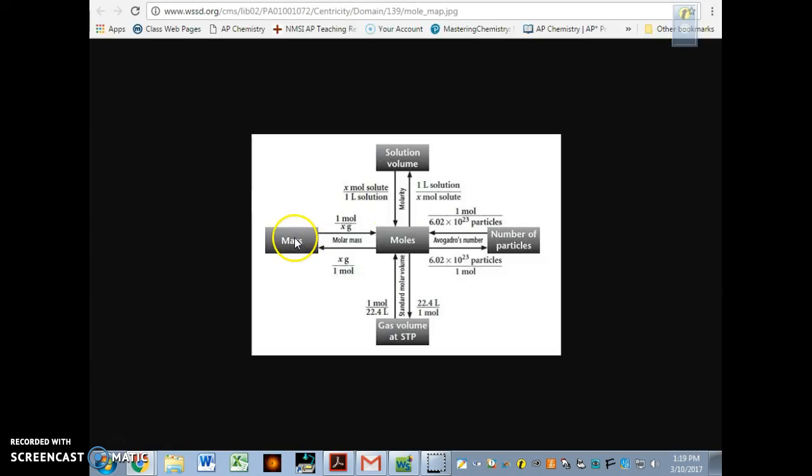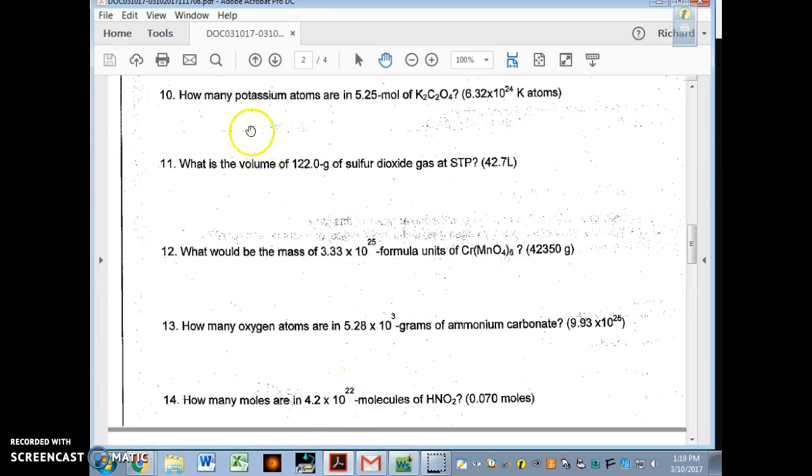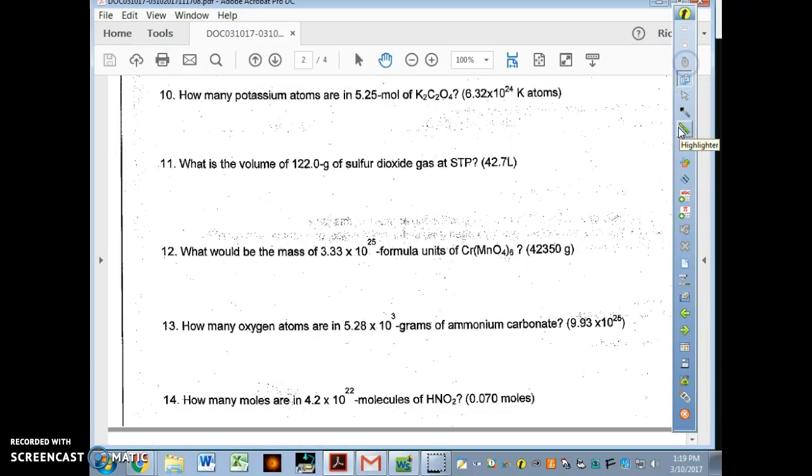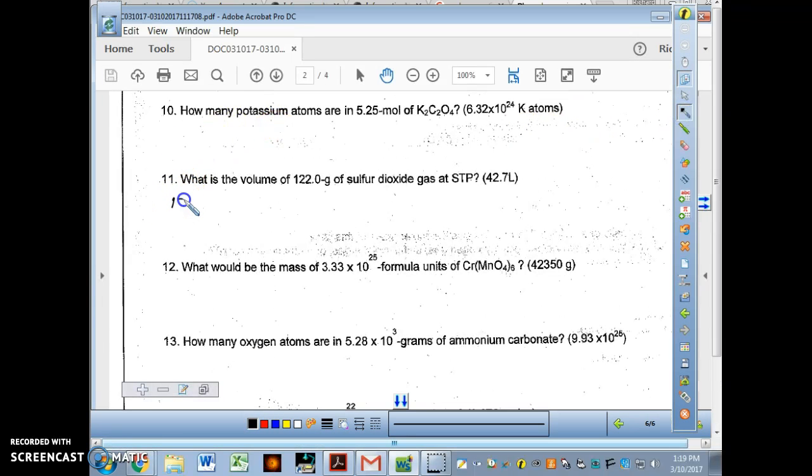So it's going to involve a step to the middle and a step out, or a step to the middle or a step out, depending upon which one of those you're trying to do. In this case, we want to know the volume, so we're starting with mass. The way to get from mass to moles would be: we take the 122 grams of SO2 and divide by the molar mass of it, which is 32.1 plus 2 times 16, which is 64.1 grams per mole.